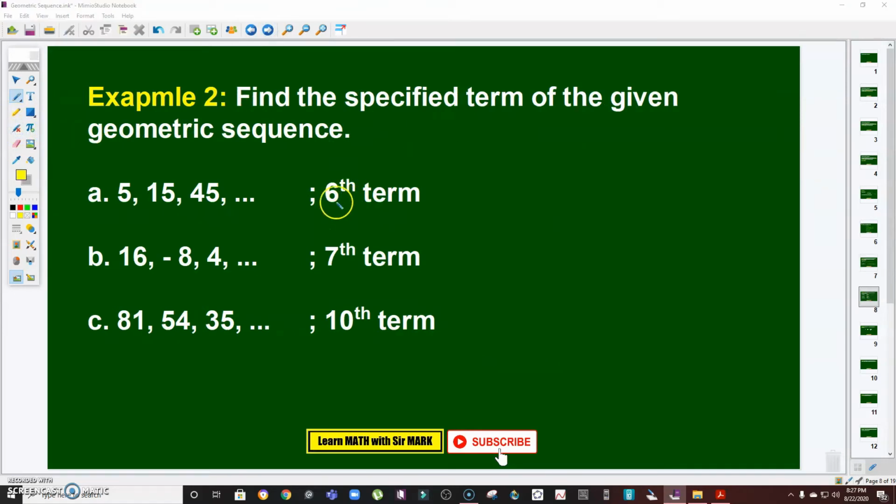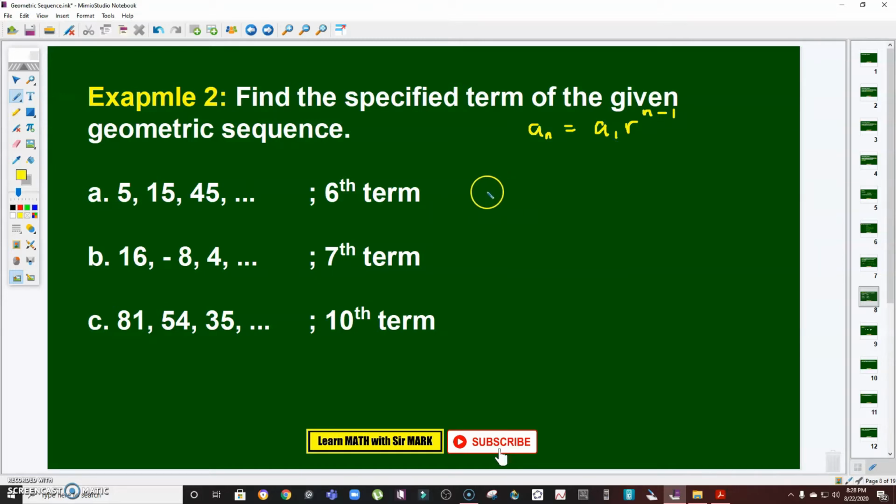Okay, let's have problem number 2, or example number 2. Find the specified term of the given geometric sequence. In this sequence, we're looking for the 6th term. Again, recall the formula: a sub n is equal to the first term times the common ratio raised to n minus 1. So that's what we're going to use.